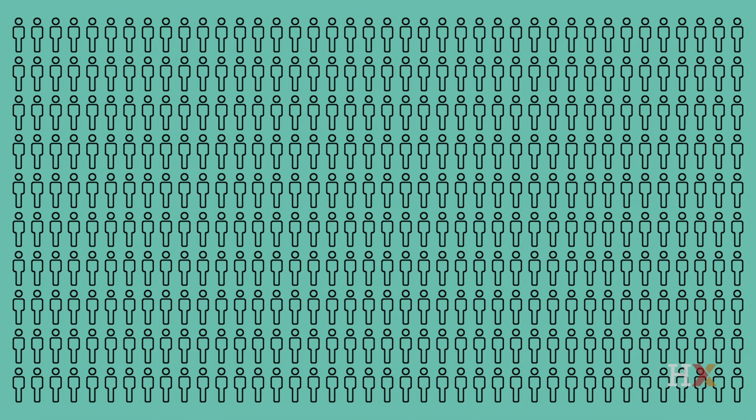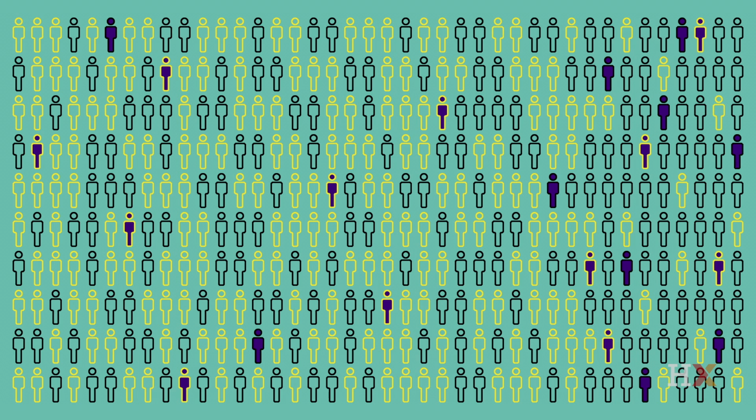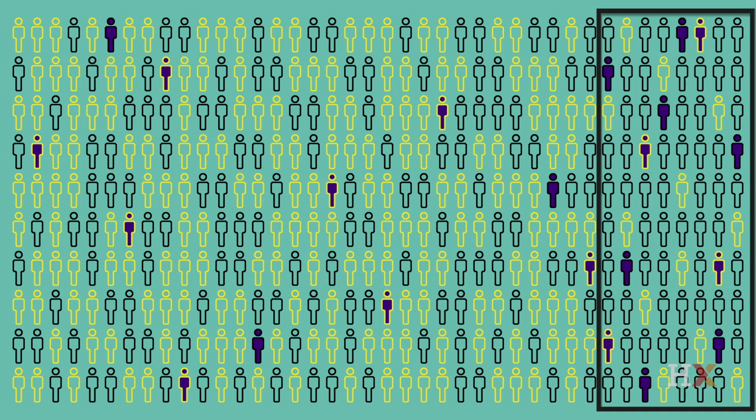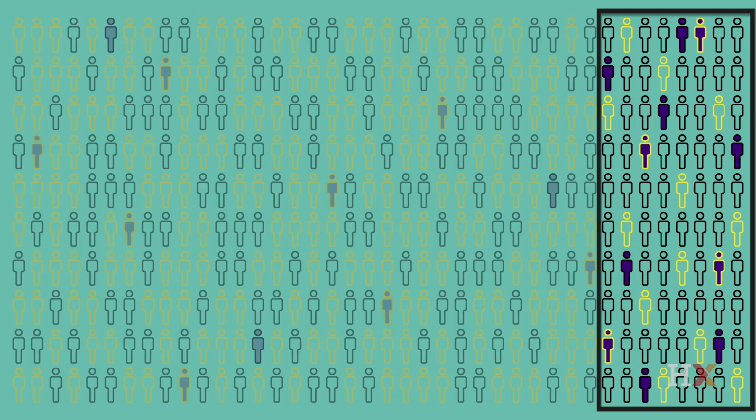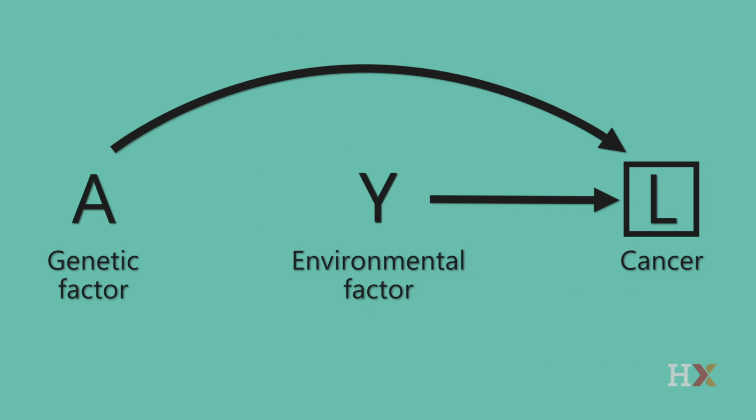Suppose, again, we have our database with millions of people, and for each person we know whether they had the genetic factor, whether they had the environmental factor, and whether they developed lung cancer. With this data, we can answer the question on whether A and Y are associated conditional on L equals 1. To do so, we restrict the analysis to the subset of individuals who developed cancer. Again, we use a square box around a variable to indicate that we are conditioning on that variable.